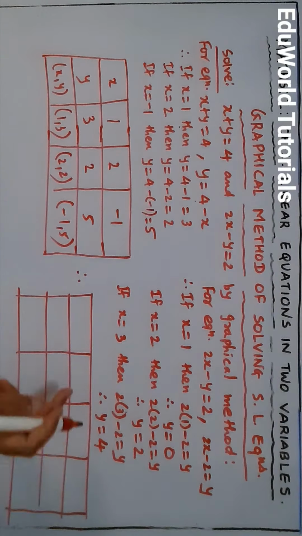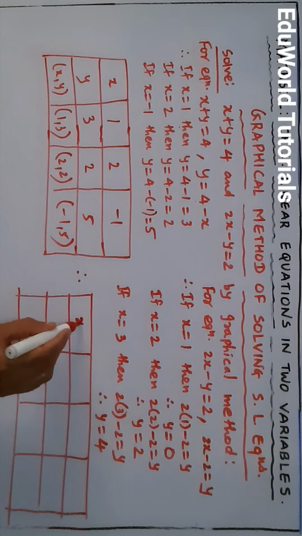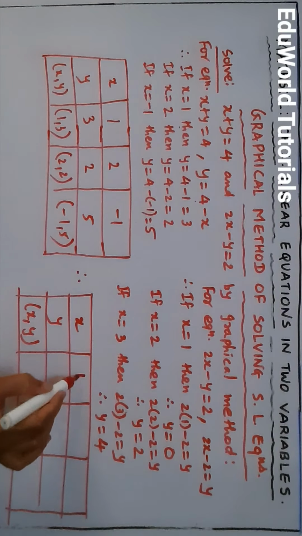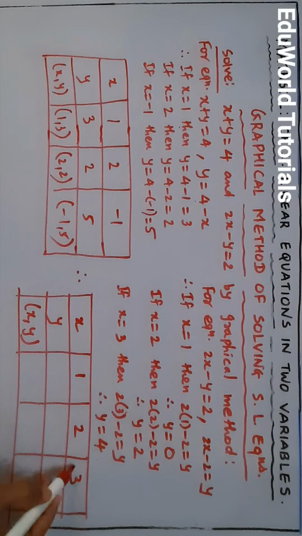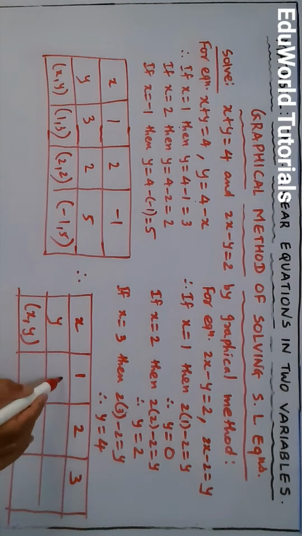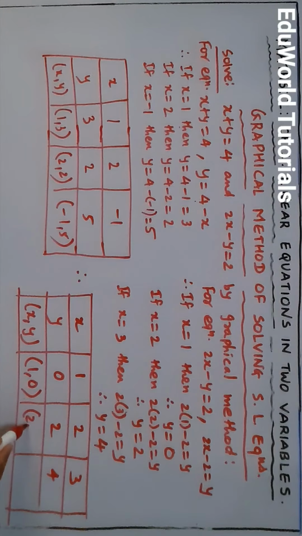Again, after getting values of x and corresponding values of y, we have to make a table containing 3 rows, 4 columns. So we have x, y, and the values. Which values of x had we taken? 1, 2 and 3. Which are the corresponding values of y we got? 0, 2 and 4. So which are the points to be plotted? (1, 0), (2, 2), (3, 4).